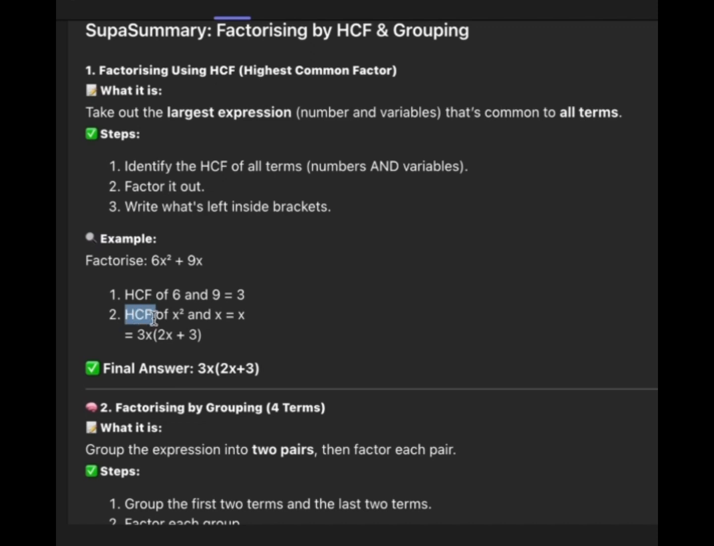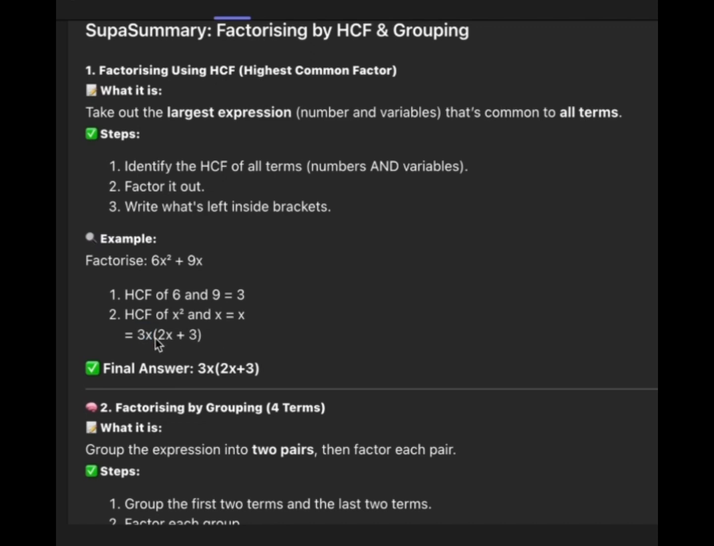Next, what is the highest common factor of x squared and x? The rule for letters is we must pick the one with the lowest exponent. This is x to the power of 1, and so that is the highest common factor. Why? Because this has got x times x, and this has just got 1x. We can't take x times x out of just 1x without creating a fraction. So the highest common factor is 3x.